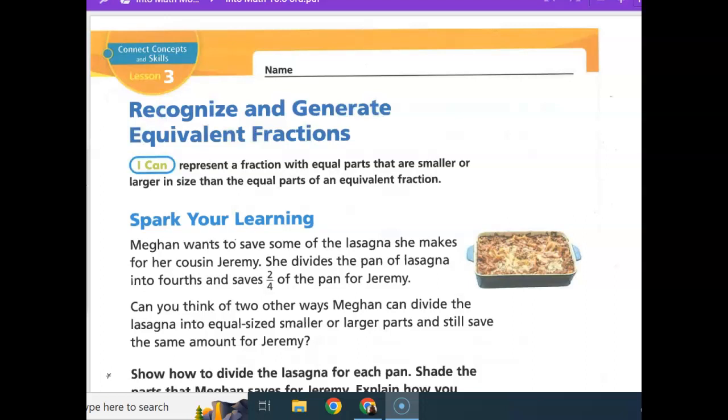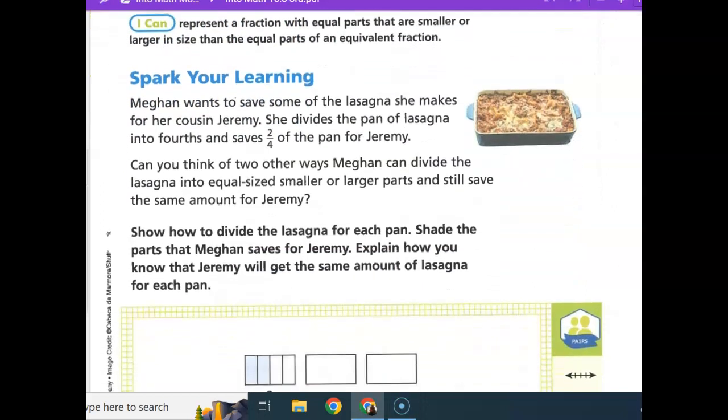Okay, so today we're looking at math lesson 16.3, recognize and generate equivalent fractions. Our I can statement says I can represent a fraction with equal parts that are smaller, which is what we did on Monday, or in 16.1, are larger than the equal parts of the equivalent fractions. And yesterday we did larger parts.